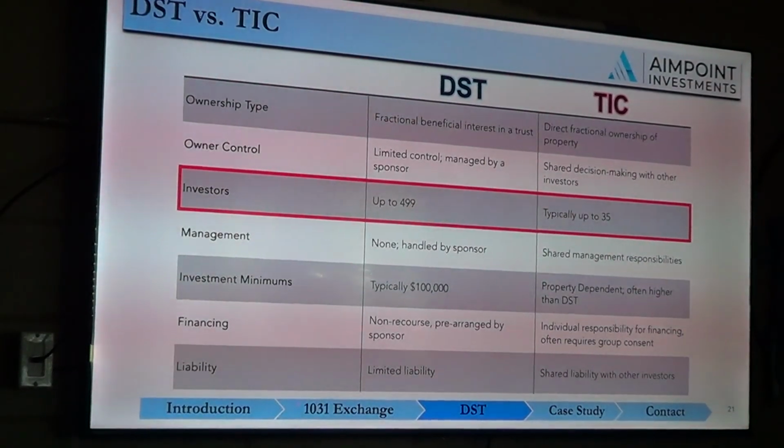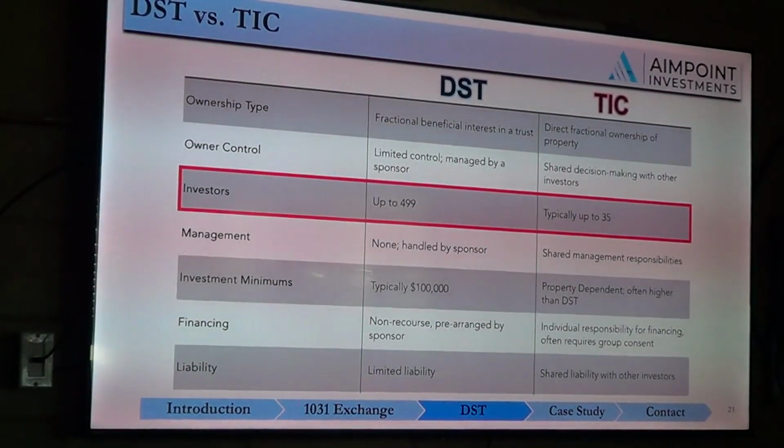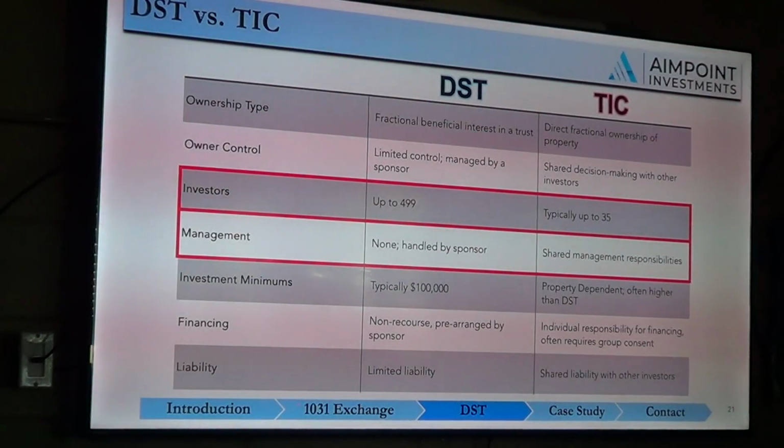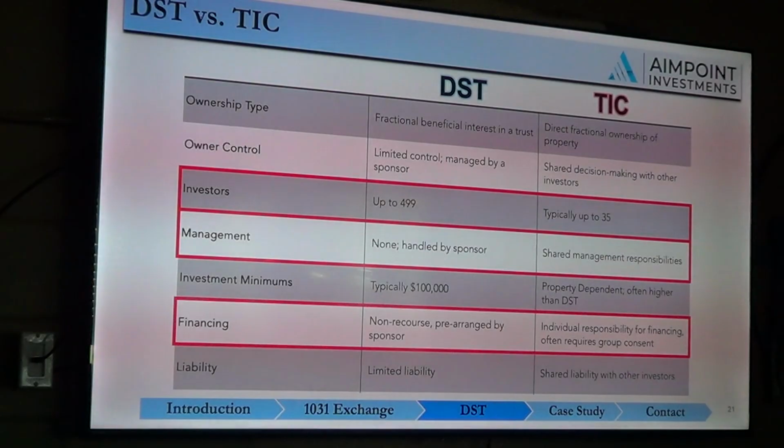The big differences between these two are that the DST can have up to 500 investors. The TIC is limited to 35. In the DST, the management is handled entirely by the sponsor, the professional operating company that's asset managing for us. In a TIC, the investors vote on asset management decisions. And then finally, financing a TIC is a lot more challenging. The individual investors are typically underwritten directly, whereas in a DST, the property is the only thing securing the loan, so it's fully non-recourse to the investors of the DST.